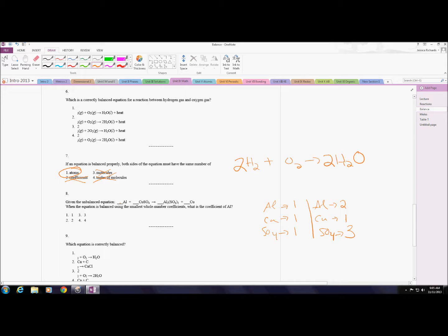So when you look at this, if we start with the metals, which is what we normally would do, I can fix the aluminums, but since the aluminums and the coppers are singletons all by themselves, I can put any coefficient I want in front of them. So I'm going to start with the sulfates. I'm going to put a 3 here, which gives me 3 coppers and 3 sulfates. So now my sulfates are balanced. To fix my aluminum, I simply put a 2. To fix my copper, I simply put a 3. And now this one is balanced. They want to know the coefficient of the aluminum. The coefficient of the aluminum is 2.